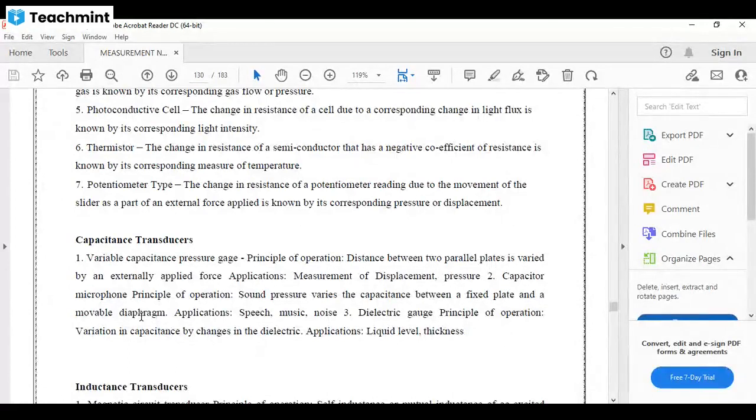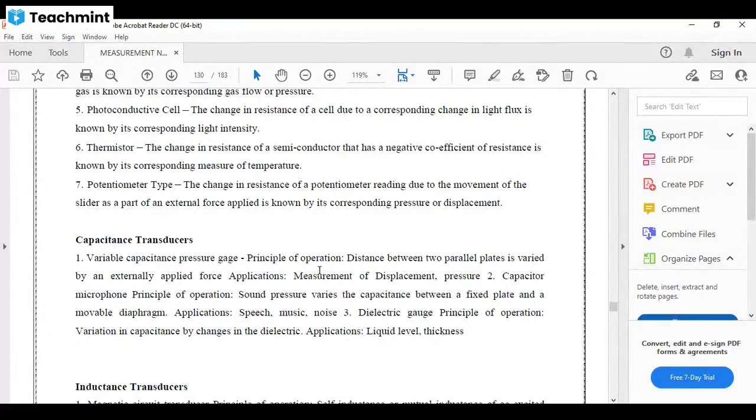The working principle of the capacitance type transducer is that the distance between two parallel plates is varied by an externally applied force. So it is used for measurement of displacement and pressure. The application is the variable capacitance pressure gauge. This pressure gauge is part of the capacitance transducer.